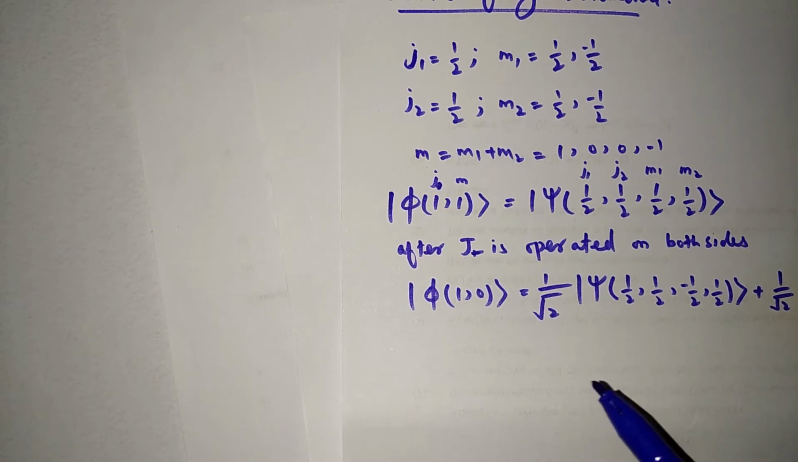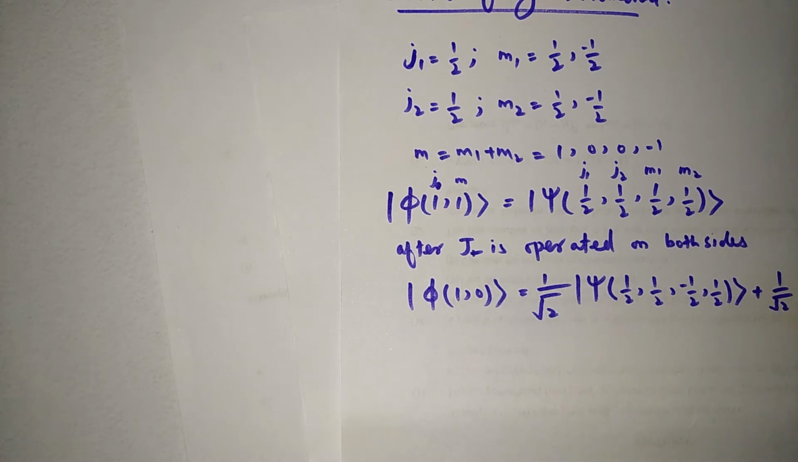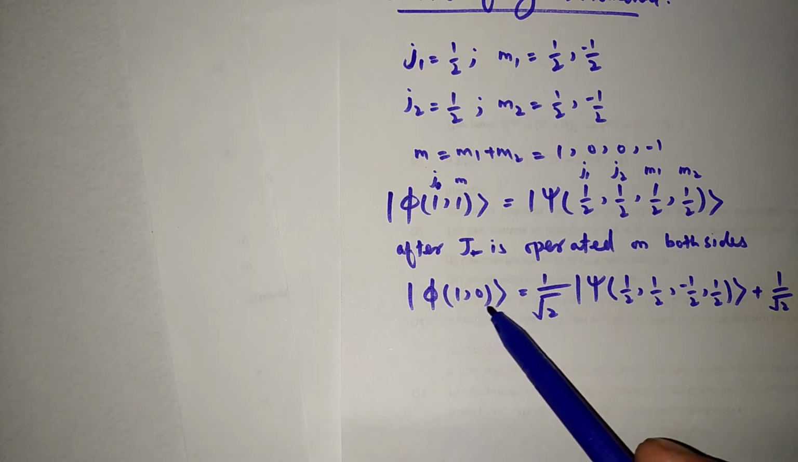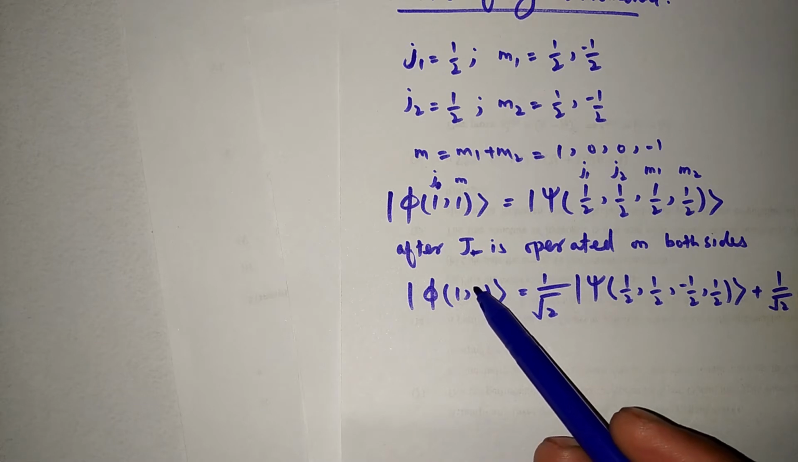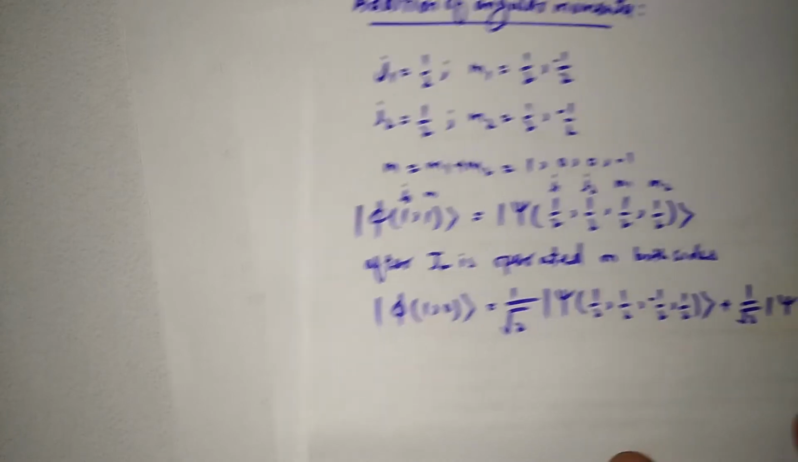So these coefficients, 1 over root 2, which relate this phi function with this psi function, are known as the Clebsch-Gordan coefficients. Again, it must be noted that when m is equal to 0, then m1 must be minus half and m2 plus half, or m1 equals half and m2 must be equal to minus half.